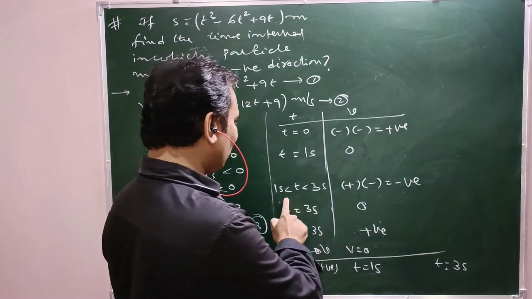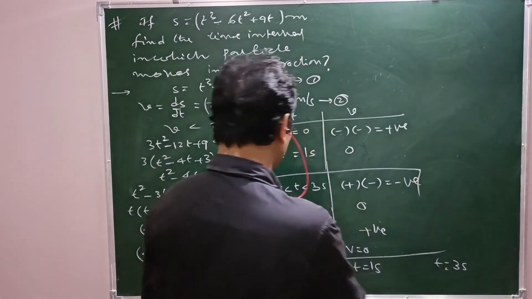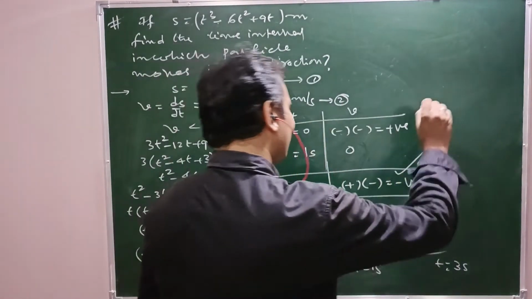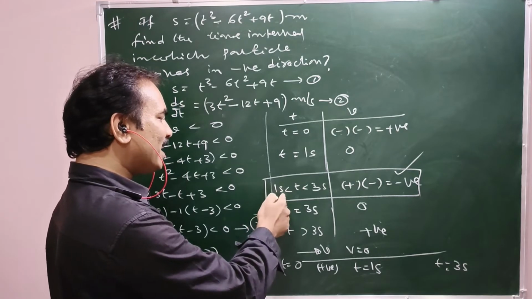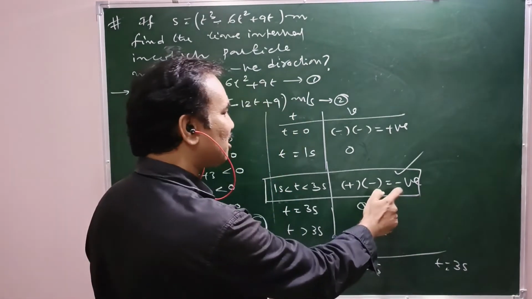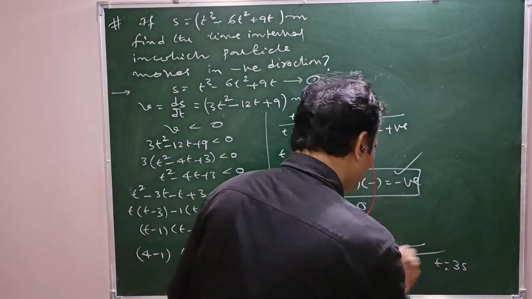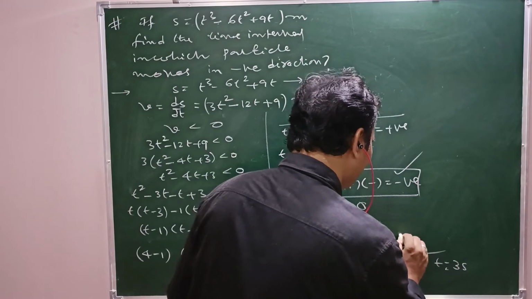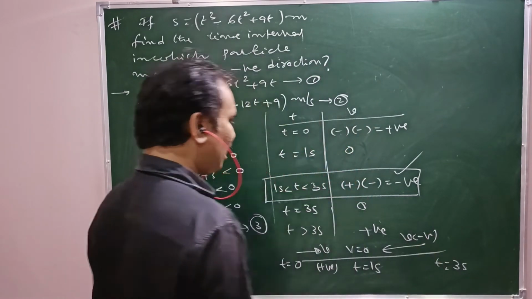Now from 1 second to less than 3 seconds, this is our required condition, that is, if t is greater than 1 second and less than 3 seconds. What is the direction of motion? Negative. So velocity is like that, negative. So here it is negative. Am I right?